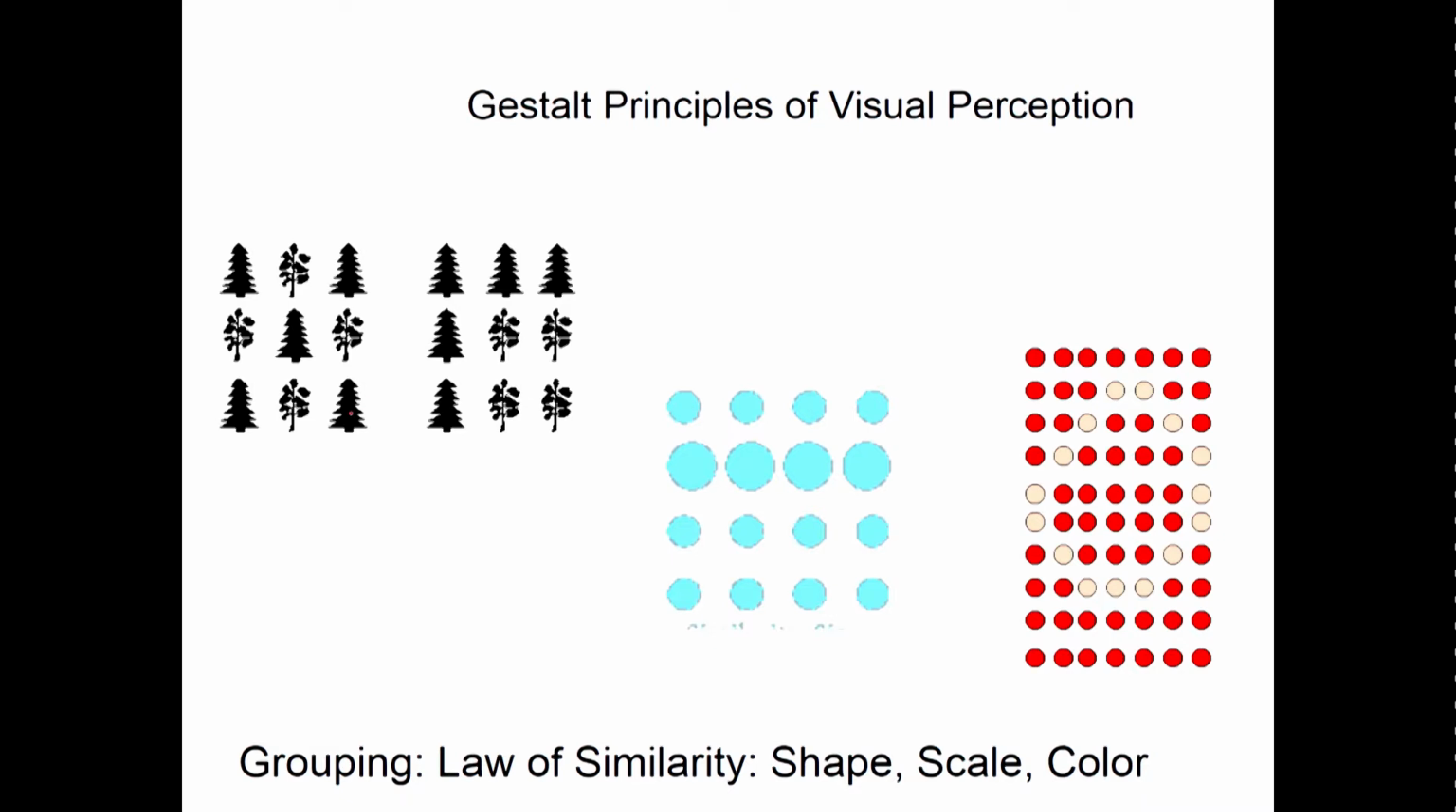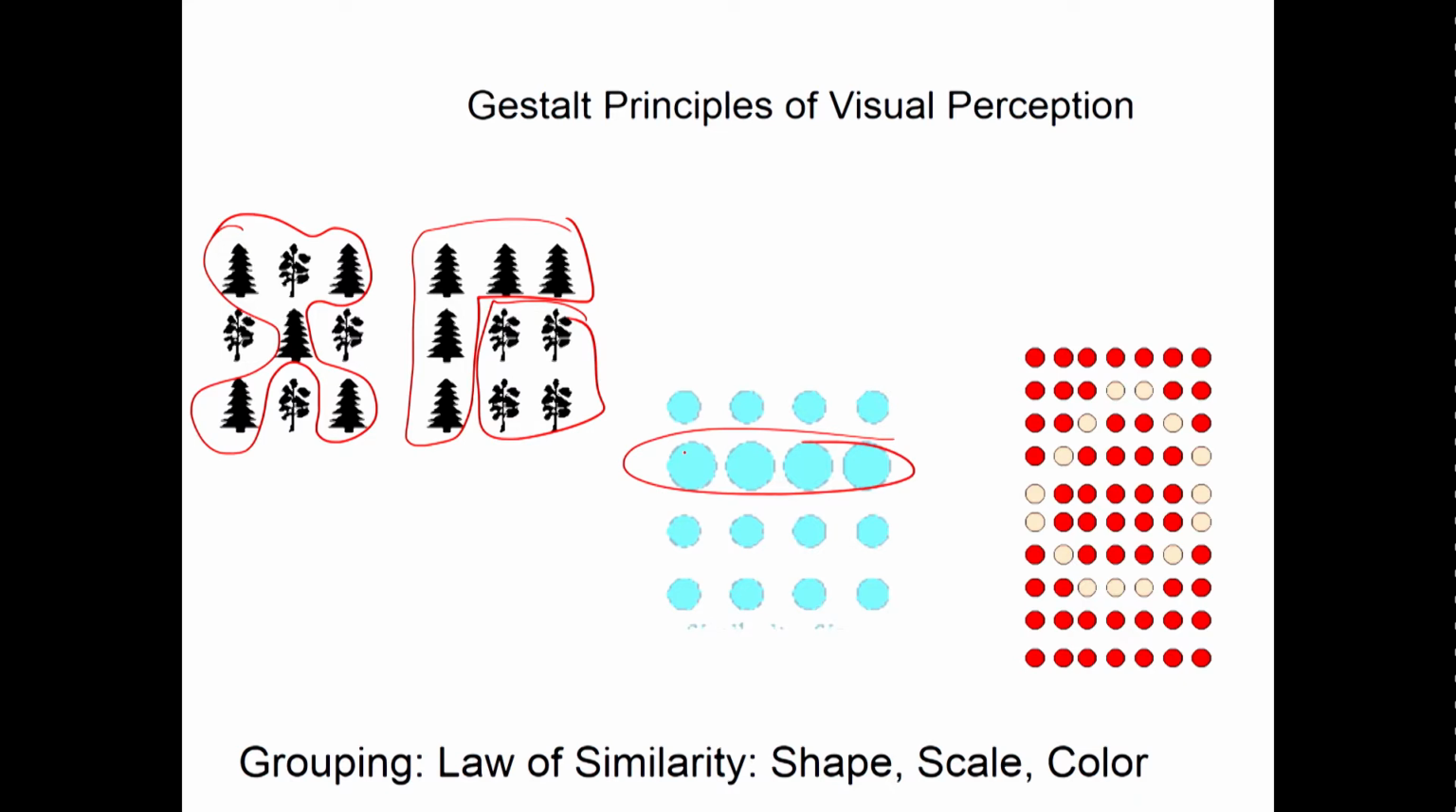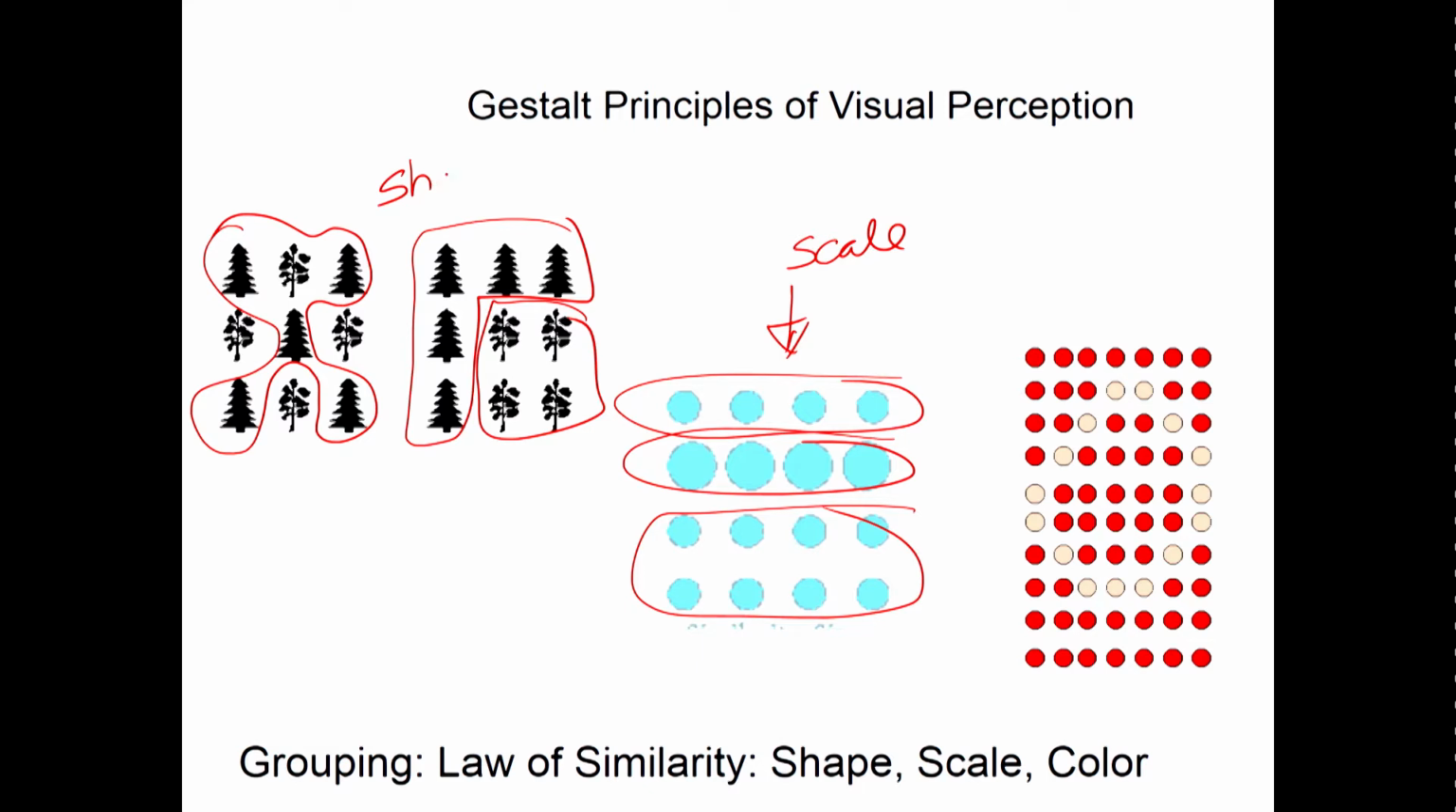Again, the law of similarity: we group things together here, here, and here, and it can be color also. So this is an example where we can group things based on scale. Here we can group things depending upon the shape. This is based on color; we group things based on the color.